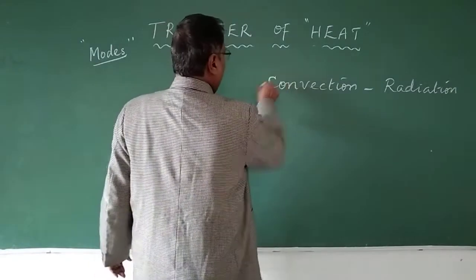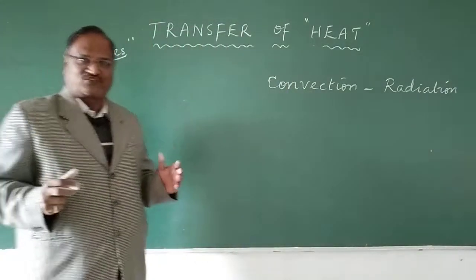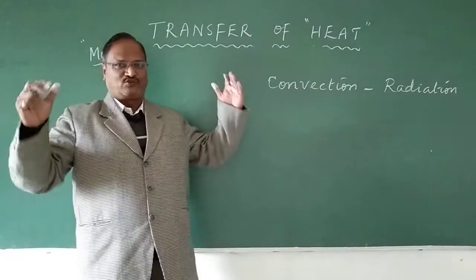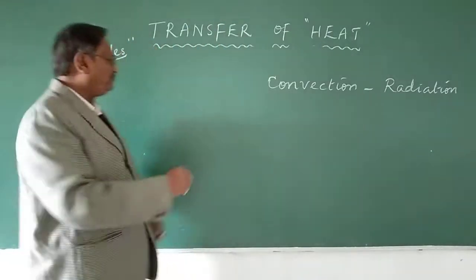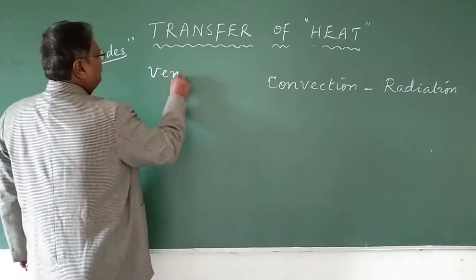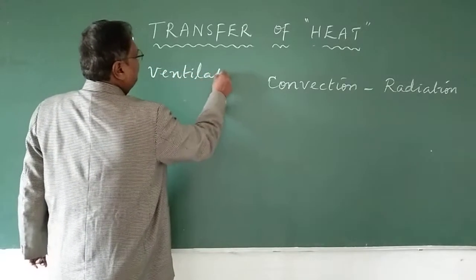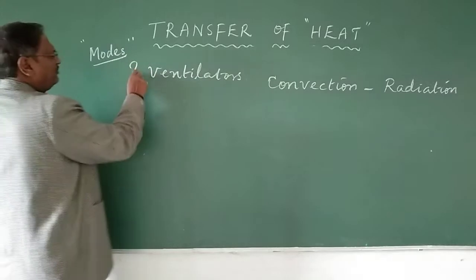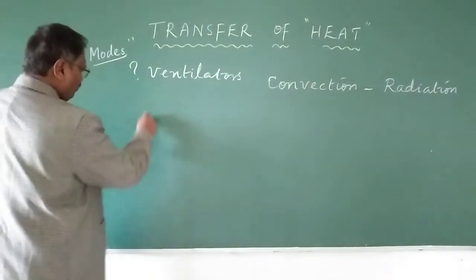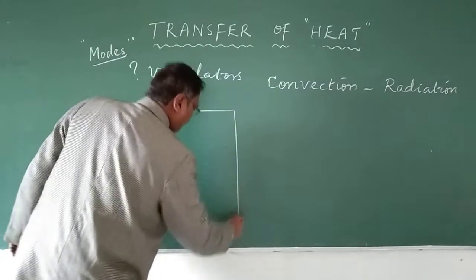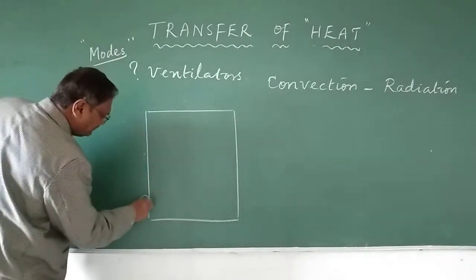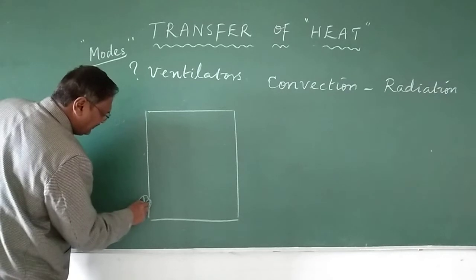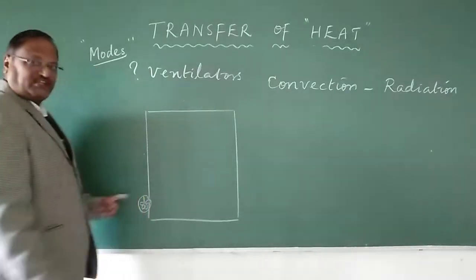So, in the case of convection, in houses, big houses and all, you will have ventilators. Now, where do we fix the ventilator? If this is the room, let us say, the room of a house, do you fix a ventilator here somewhere? A ventilator will be just like a fan. You fix it here.